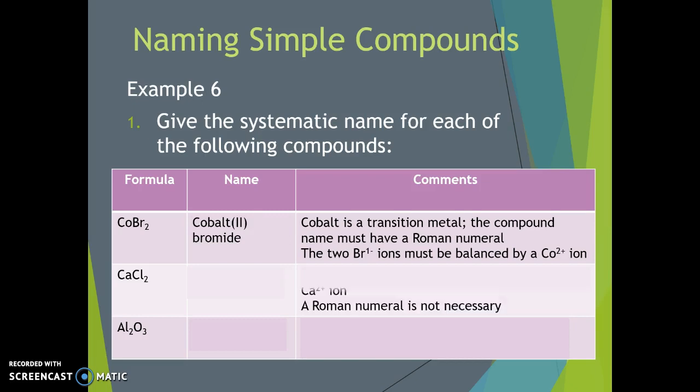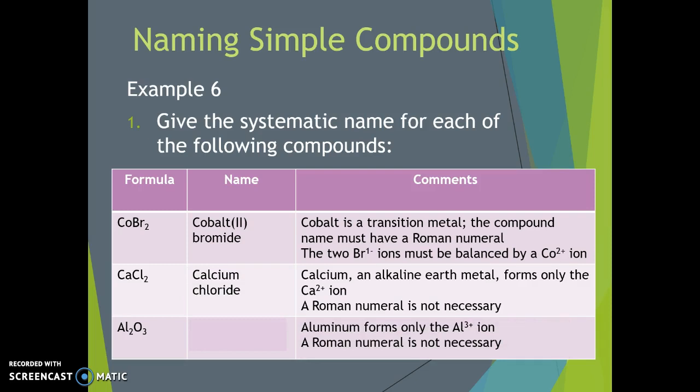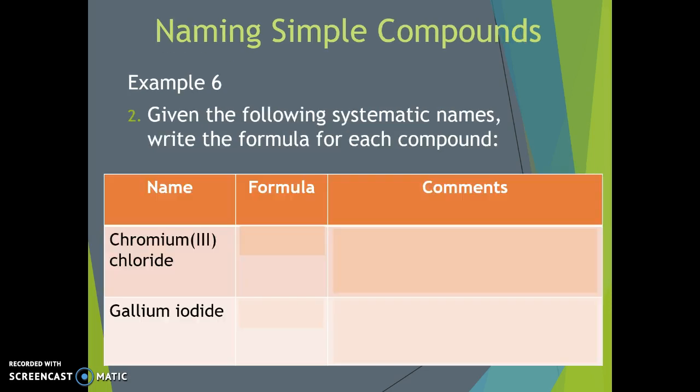For calcium chloride, calcium is an alkaline earth metal. It only forms 1 type of ion with a +2 charge. Therefore, we don't need a Roman numeral, and this would be calcium chloride. Aluminum is also not a transition metal. It only forms a +3 charge, and so a Roman numeral is not necessary when naming.